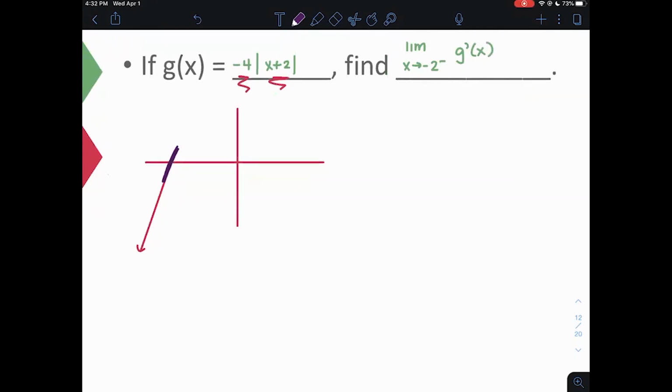All of that being said then, if I want the limit as x approaches -2 from the left of my derivative of g of x, well, the derivative is a constant value. The derivative is 4. That means I'm finding the limit as x approaches -2 of 4, the limit of a constant value. The limit as x approaches -2 from the left of 4 is 4. That's the first way to do this, just graphically. Think about what this looks like. Think about what this means graphically.